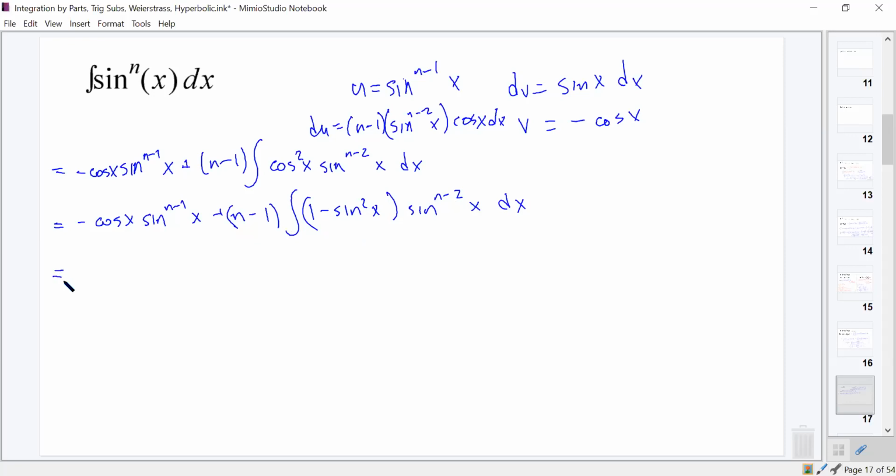So this is going to become negative cosine x sine to the n minus 1 of x plus n minus 1 times the integral of, so the sine to the n minus 2 times the 1 is just sine to the n minus 2 of x. And then we'll put our dx there. Then we're going to have a minus sign right in between them, because it's sine to the n minus 2 minus this thing being multiplied. So we'll put minus, and then it's n minus 1 times the integral of sine squared of x times sine to the n minus 2 of x.